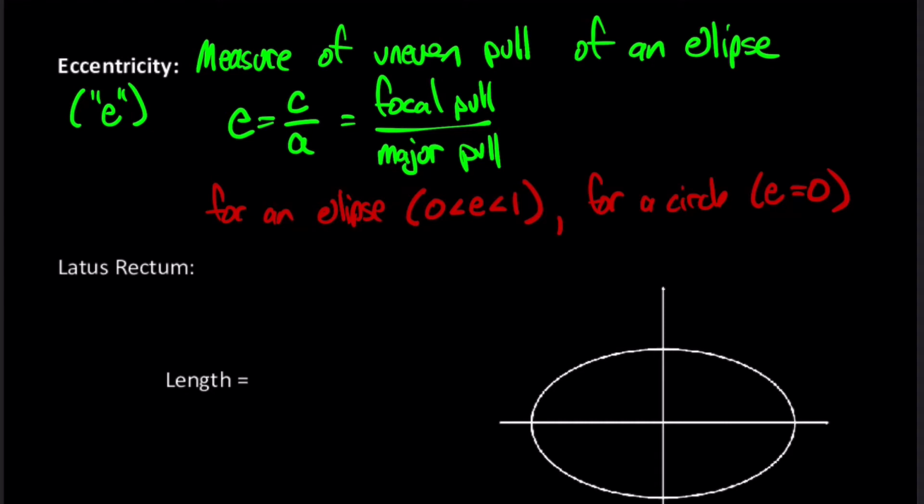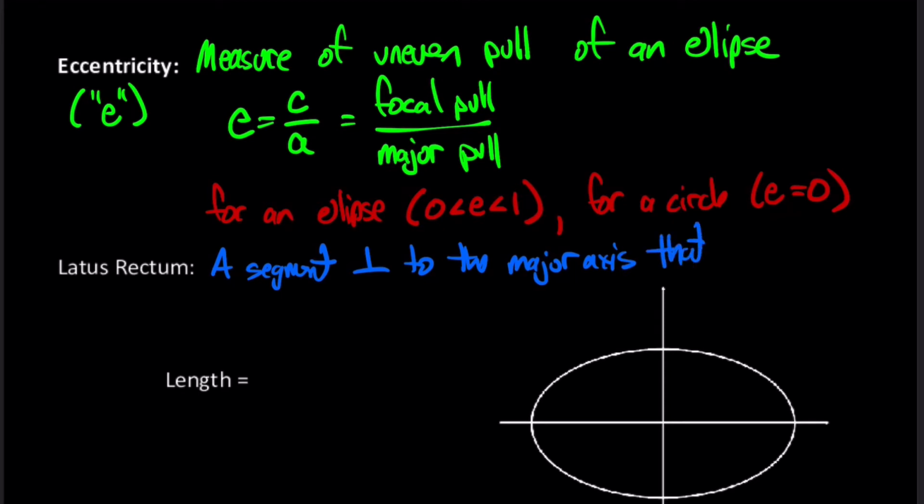All right, our next term, the latus rectum, or latera recta for plural, is a segment perpendicular to the major axis that contains the foci.